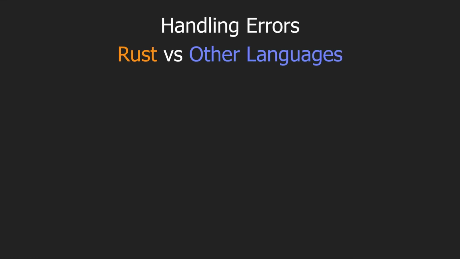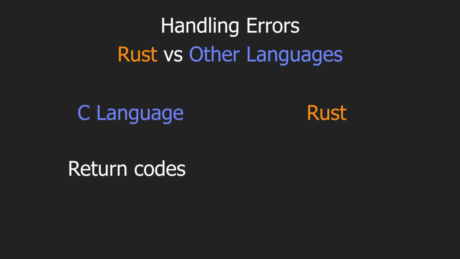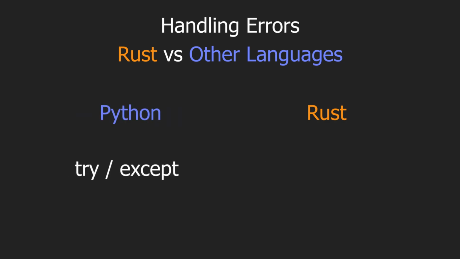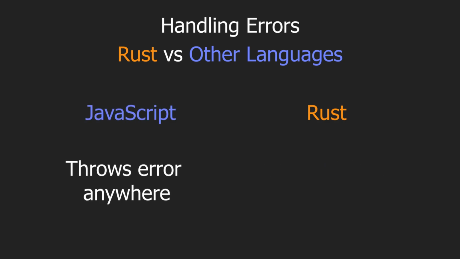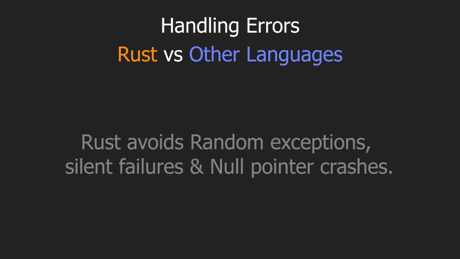Approach of handling errors in Rust is a bit different from other languages. In Java and C#, we have exceptions. Rust has nothing called exceptions. C program returns certain codes, whereas Rust uses typed result. Python handles error using try and except, whereas Rust uses match and error propagation operator to manipulate the error. Do we really need to cover JavaScript? It throws error anywhere, but Rust enforces the handling at compile time. Actually, Rust avoids random exceptions, silent failures, and null pointer crashes.